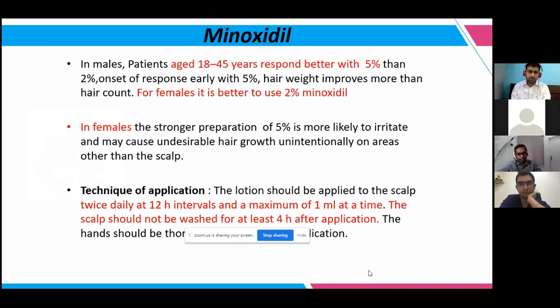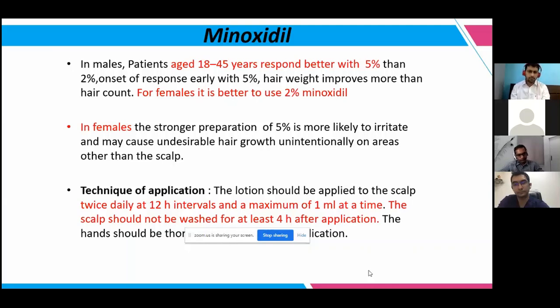Rightly said. Male patients aged 18 to 40 or 45 years respond better with 5% than 2%. Onset of response is earlier with 5% compared to 2%. But for females, it is better to use 2% minoxidil, as he has rightly pointed out. In females, the stronger preparations are more likely to irritate and may cause undesirable side effects like hair growth in other areas of the body, especially on the face and chin. As for the technique of application, as already told, 12 hour intervals at a maximum of 1 ml at a time, and it should be kept for at least 4 hours minimum.